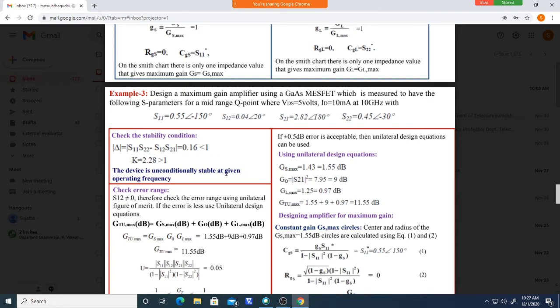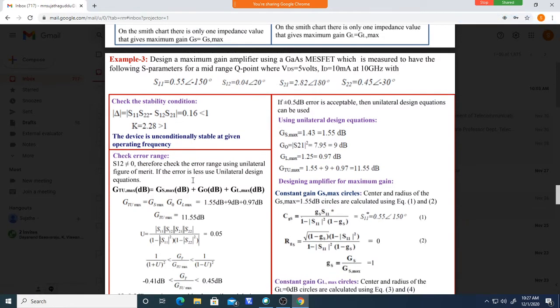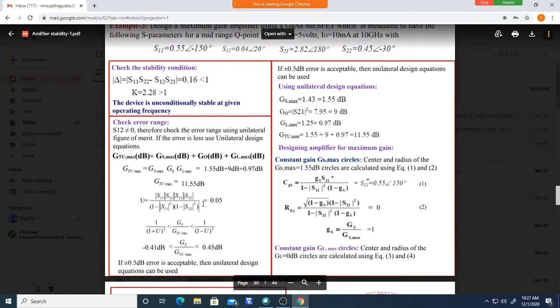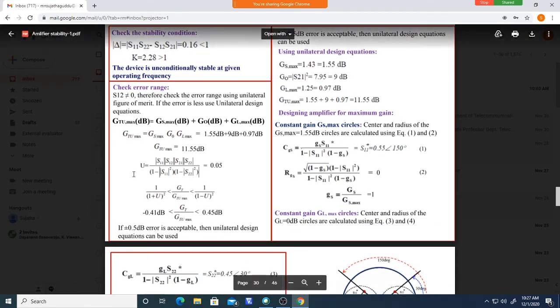So it is unconditionally stable. The device is unconditionally stable, so you can use all values. We need not go for the graphical method, because it is unconditionally stable. You can use any value over the Smith chart as a stable value. Okay, so we come to know this from it being unconditionally stable.